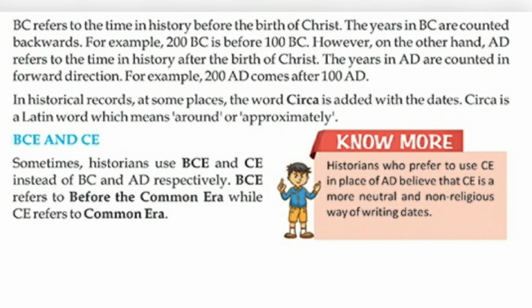Now BCE and CE. Sometimes historians use BCE and CE instead of BC and AD respectively. BCE refers to before the common era, while CE refers to the common era. We will say that CE means common era. So BCE and CE are clear, students?